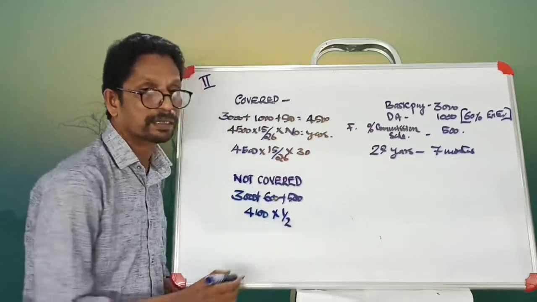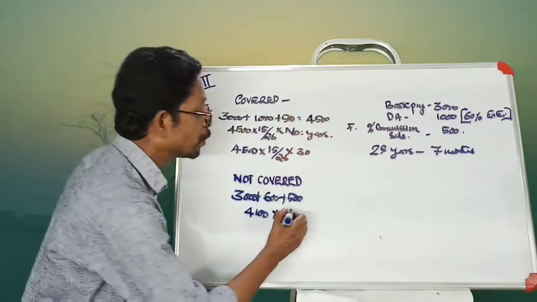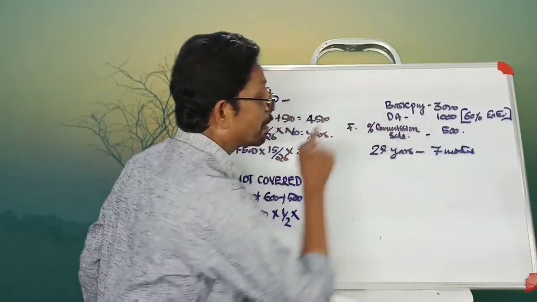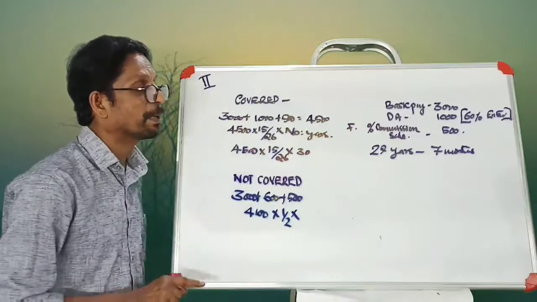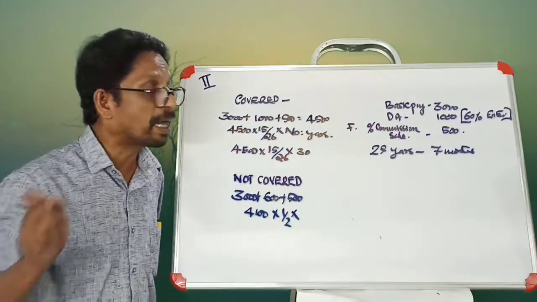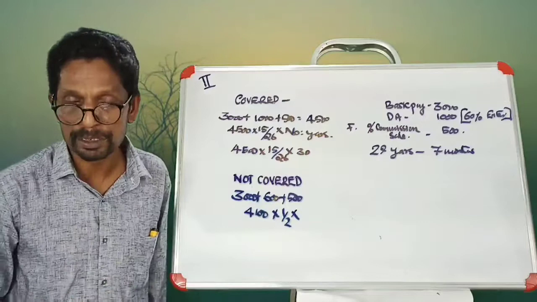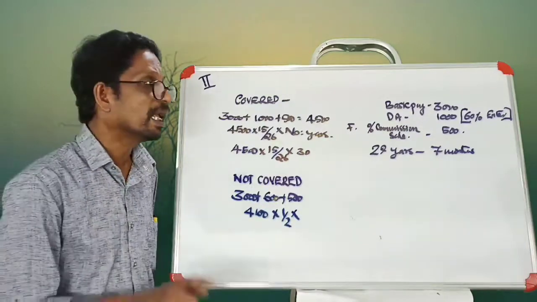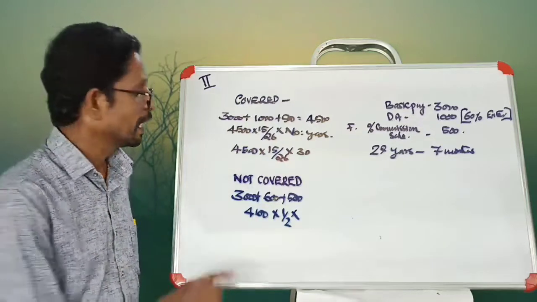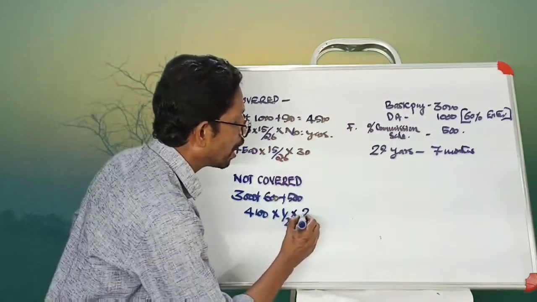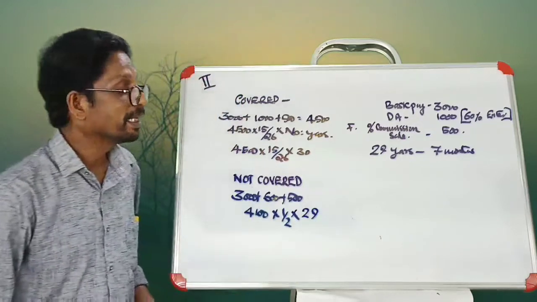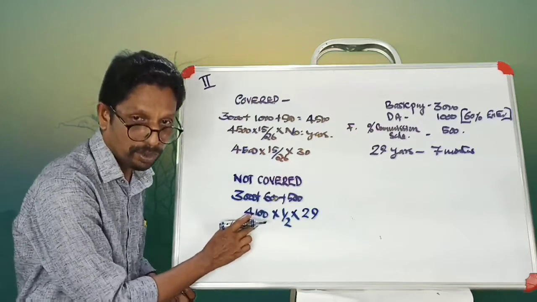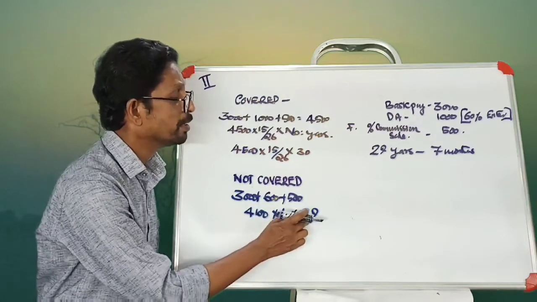That means 1 by 2 means half month salary into number of years. Number of years means in this case 29 years and 7 months mentioned. But in the second category people, we are not taking the part year as 1 year. That means we are not considering that partial year as 1 year. Therefore, we are taking only 29 years. That means here his salary is 4100 into 1 by 2 into 29 years.